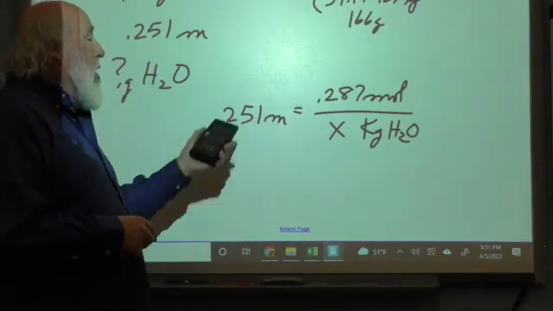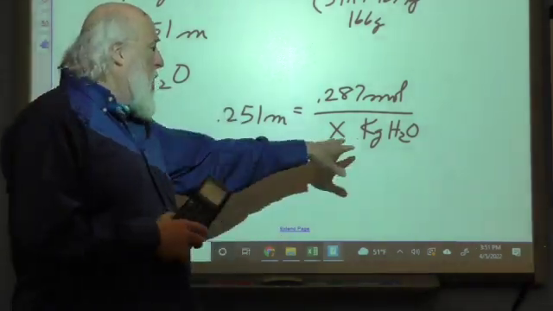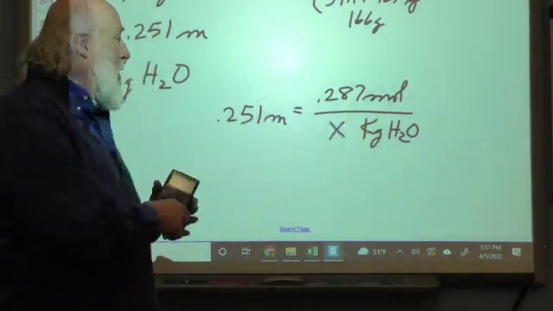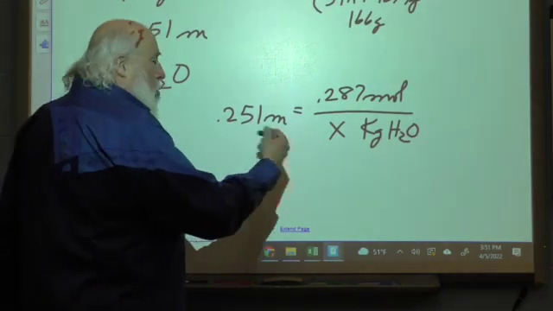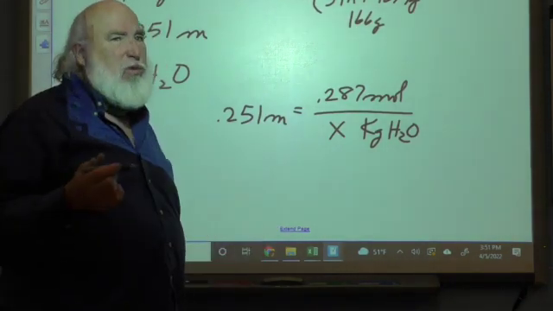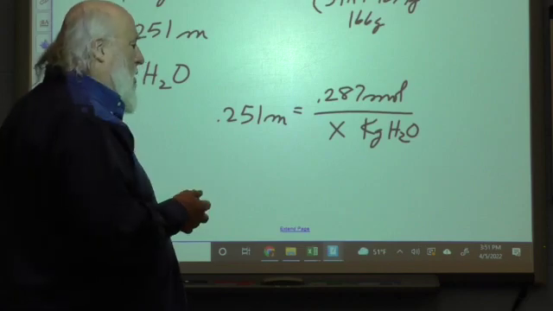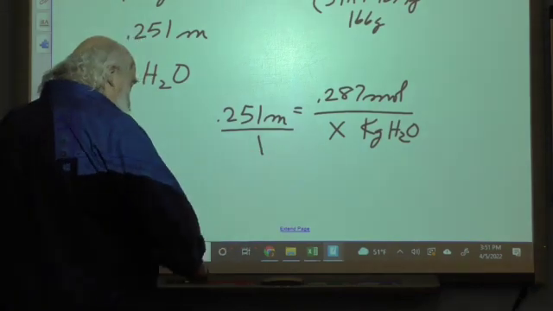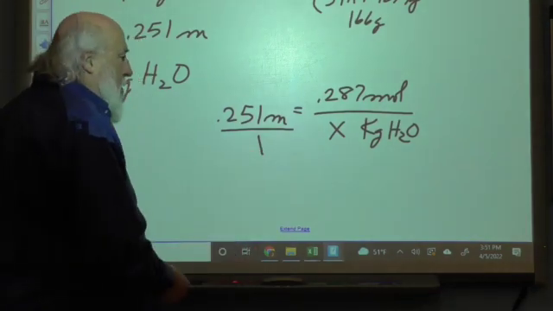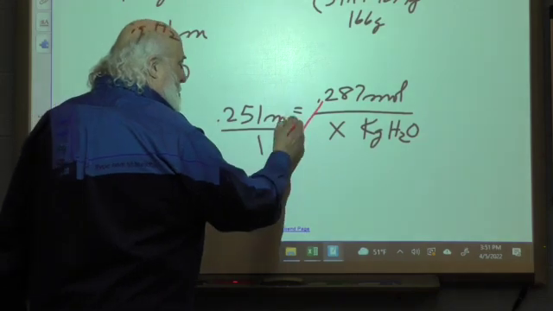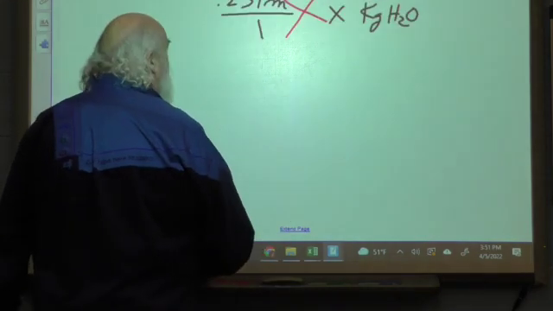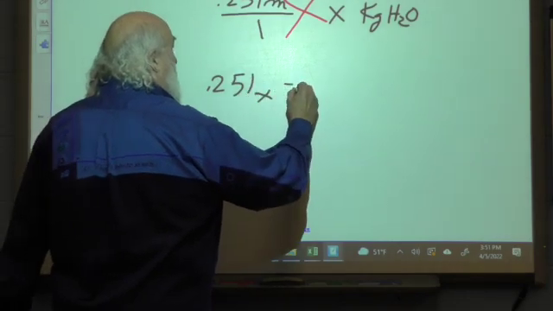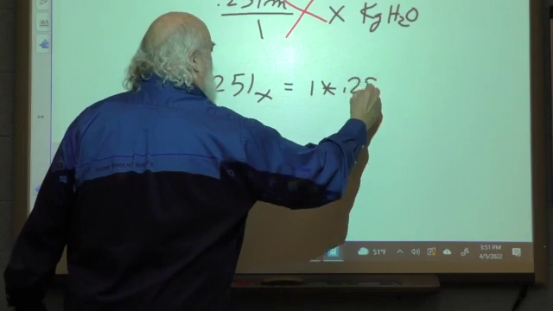So when you get a problem like this, and this is something you have to be careful of, we talked about this in density problems, you have your unknown in the denominator. You don't treat this the same way as if it was 2x equals 4 divided by 2. It doesn't work that way. You have to get it out of the denominator. So what I tend to tell students who are a little shaky on their algebra is to remember when you have proportions, you cross multiply and set them equal to each other. So we get 0.251 x is equal to 1 times 0.287.